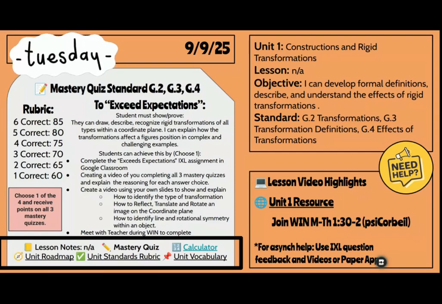If you would like to exceed expectations and potentially earn up to a 100% on each of these quizzes, you have options to prove that you can draw, describe, and recognize rigid transformations of all types within a coordinate plane. You can also explain how the transformations affect a figure's position in complex and challenging examples. One way that you can show this is to complete the Exceeds Expectations IXL assignment that I will post in Google Classroom. If you complete that one assignment, it will have questions for all three standards, and you will be able to exceed expectations in all three mastery quizzes.